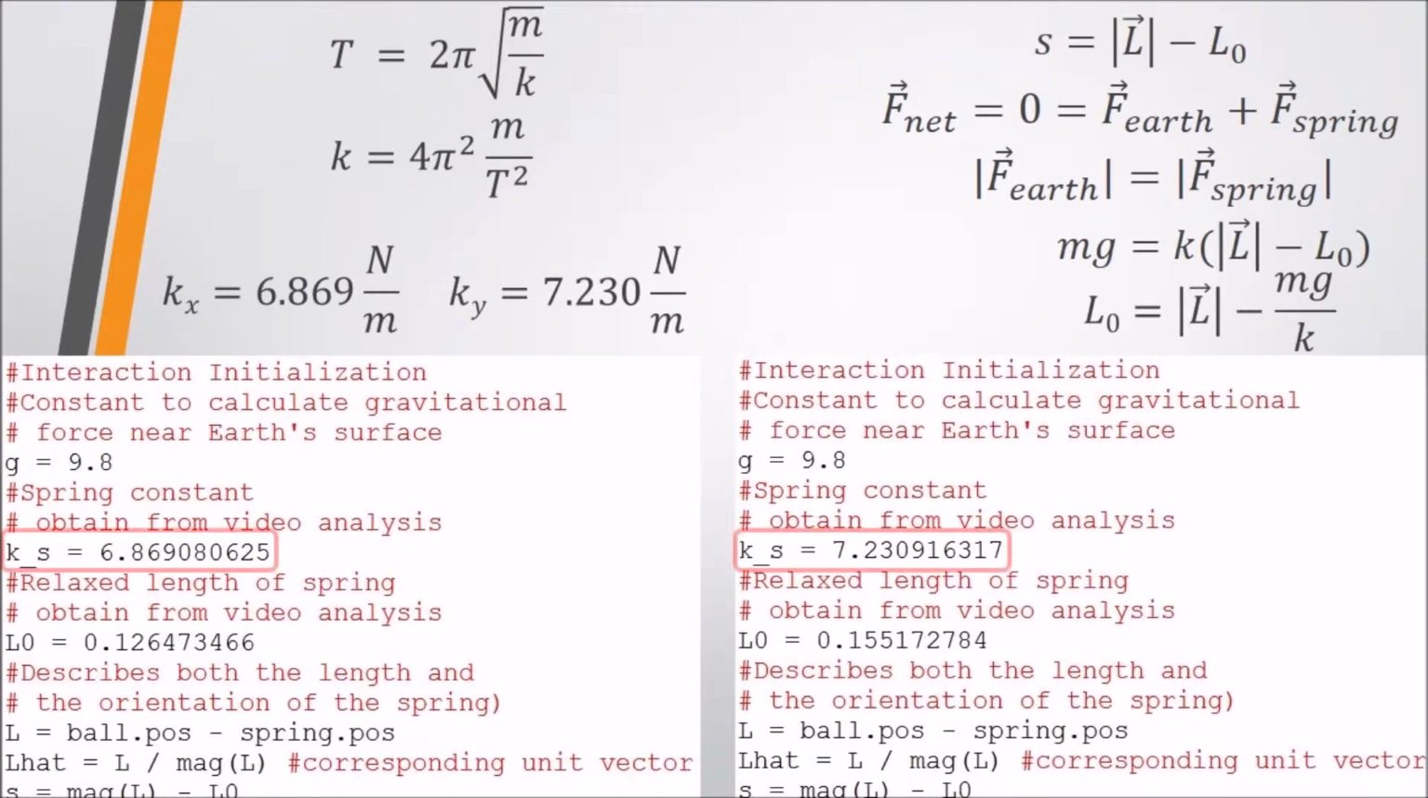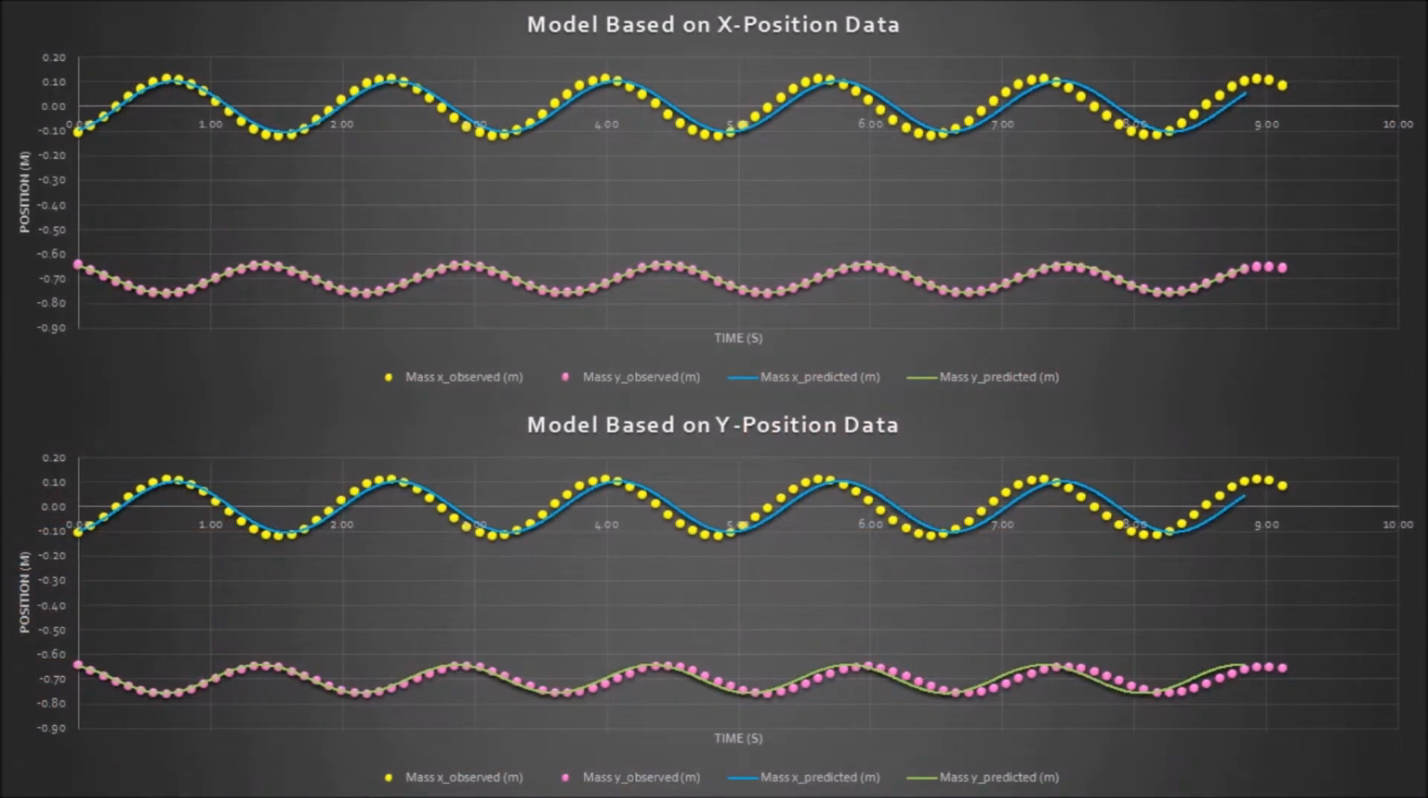I knew the initial position from the tracked data, and the initial velocity was 0 since the mass supposedly started from rest, so once I had the net force, I could predict the velocity and position at each time step using Newton's second law, just like in the first two labs. Running the two simulations provided these data.